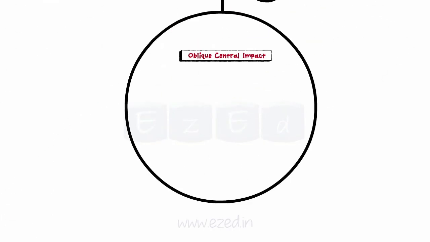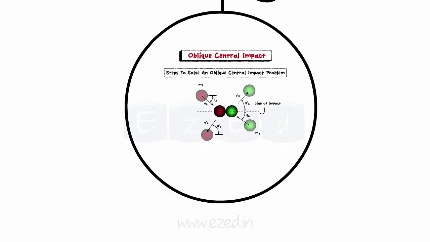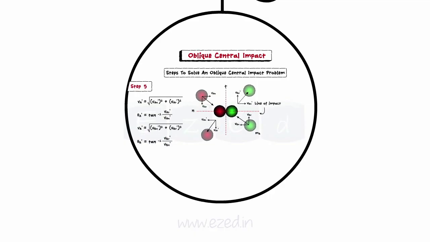In oblique central impact, two balls collide at a certain angle. And also we have seen steps to solve problems on oblique central impact. Step 1. Locate the normal direction and tangential direction. Step 2. Resolve the components in normal and tangential direction. Step 3. Work as a direct impact problem using respective formulae. Step 4. Velocities do not change in tangent direction. Step 5. Find the magnitude of new velocities and their new direction.